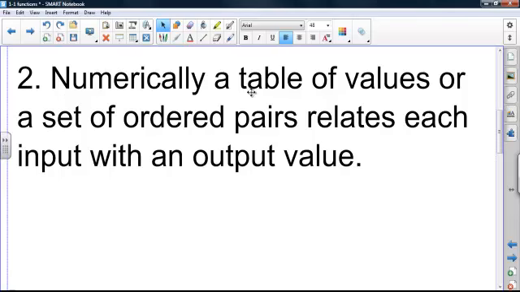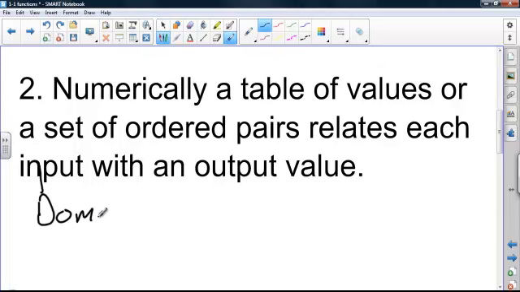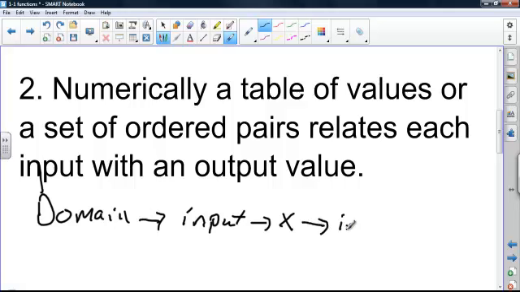Okay, second way, numerically. A table of values or a set of ordered pairs relates each input with an output value. So far we've talked about domain, and we said another name for domain is input. Also X, also independent variable. Yes, I know my handwriting's messy. It's hard to do it with this tablet.